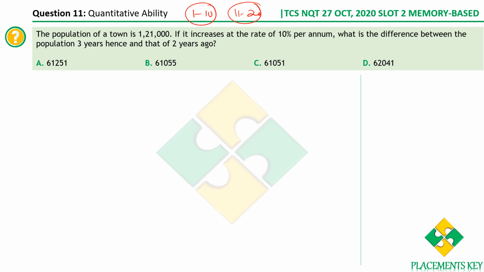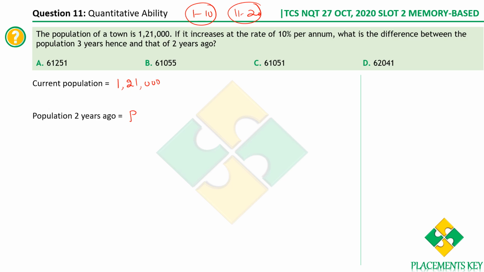The population of a town is 1,21,000. If it increases at the rate of 10% per annum, what is the difference between the population 3 years hence and that of 2 years ago? Fine. What is the current population? The current population is 1,21,000. Now, what was the population 2 years ago? Let's assume the population 2 years ago was P.